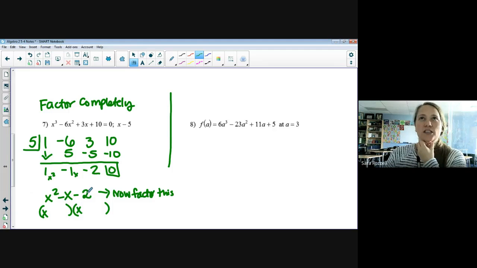So what multiplies to 2? 2 and 1, right? I want a -1 in the middle. So which of these needs to be the negative number, the 2 or the 1? The 2. It's a negative and a positive.